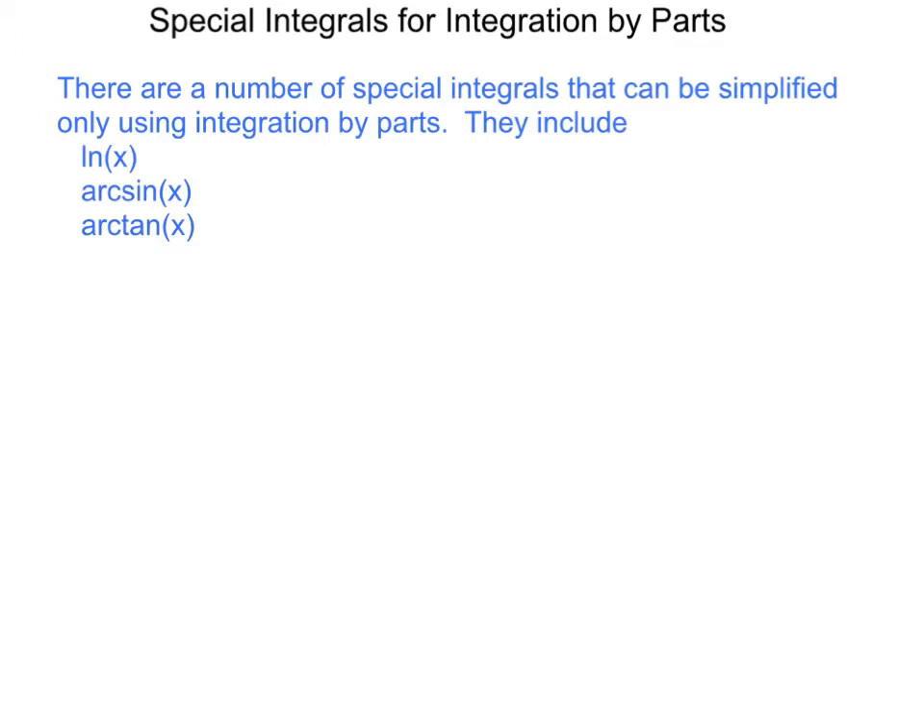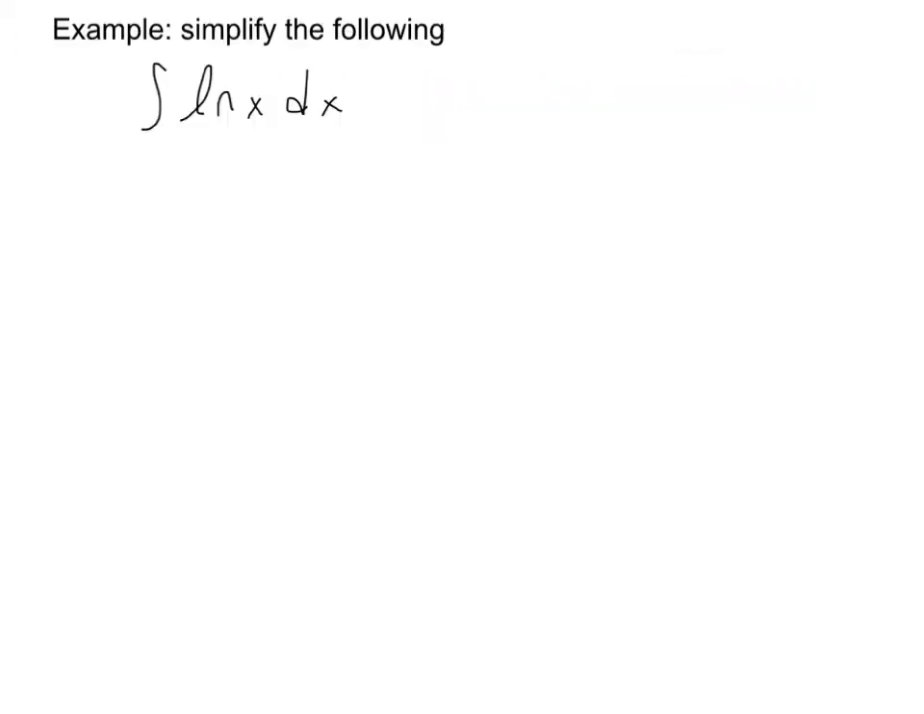The big three common ones are natural log x, the arcsine of x, and the arctangent of x. We have not ever had any method to integrate those things, but we now can using integration by parts. So we'll go through a couple of examples of those and then call it a day. So the first one, simplify the integral of the natural log of x dx.